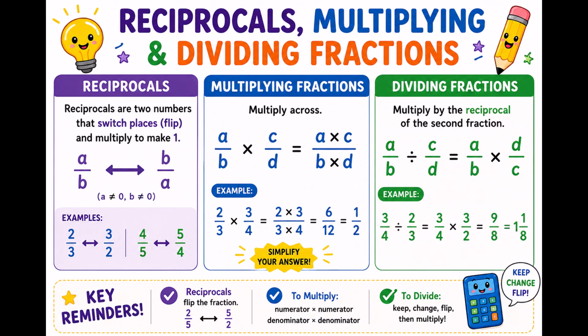6/12. Now simplify the fraction. Both 6 and 12 can be divided by 6. Okay? That gives us half. It gives us 1/2. So 2/3 times 3/4 equals 1/2, half.